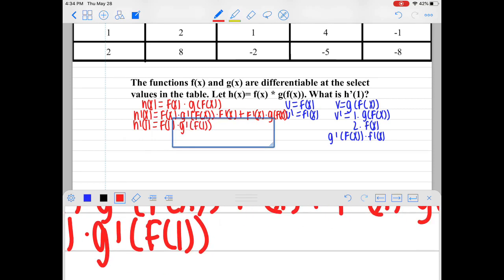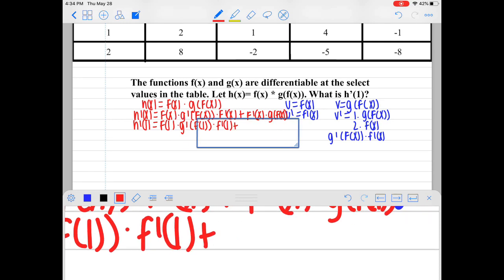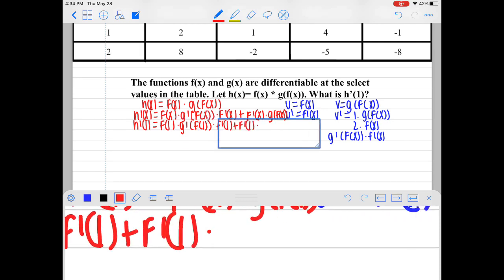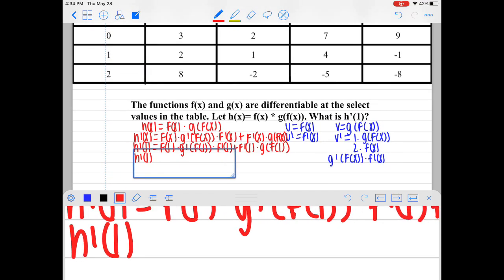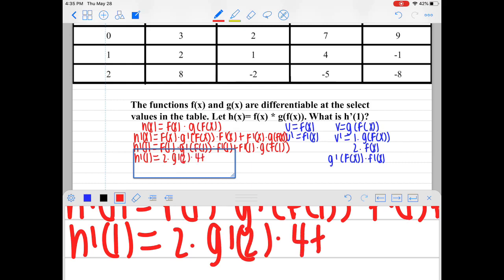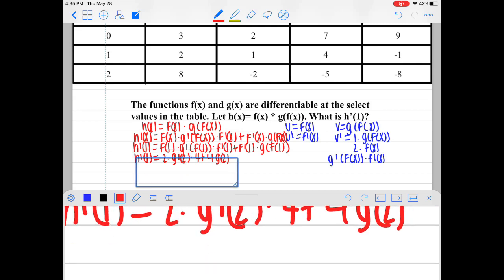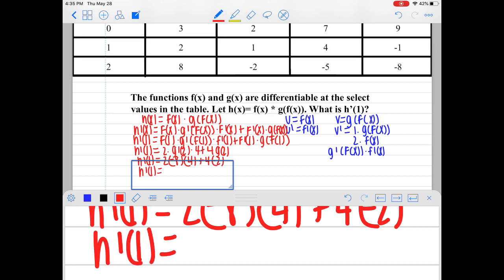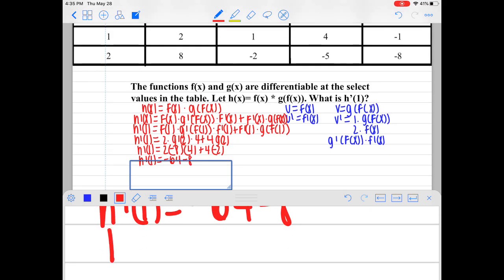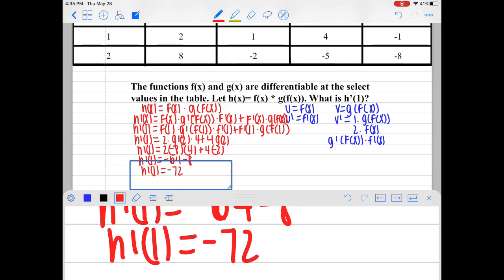So f of 1 times f prime of 1 plus f prime of 1 times g of f of 1. And then we're going to look at the table of values above and plug in all the numbers. So that's going to be 2 times g prime of 2 because it's a composition of a function. So that means that you still have to find g prime of 2 and g of 2, and then look back at the table for those values, which is 2 times negative 8 times 4 plus 4 times negative 2, and that is going to equal negative 64 minus 8, which will be negative 72.